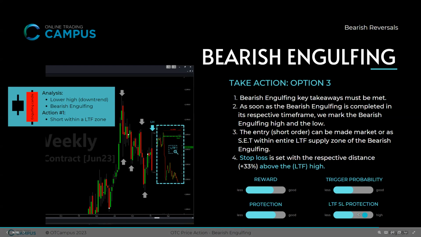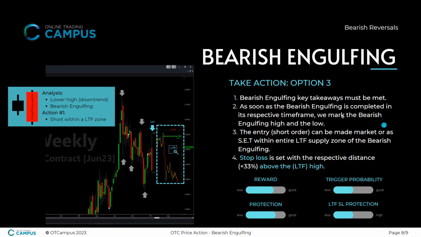Lower time frame stop loss protect. Okay, sorry, this is a long time ago. Protection with a stop loss above the pivot makes absolute sense. It's really good. Lower time frame stop loss protects just a little bit more or less because we will not cover the pivot.